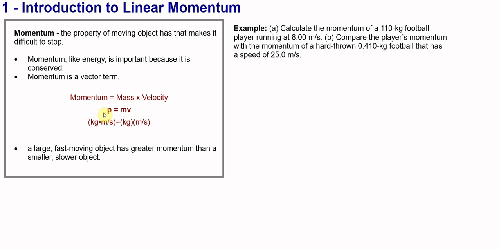The variable for momentum is the letter p. That's a lowercase letter p. Don't ask why. I don't even know why. I'm sure there's a logical reason why they picked p for momentum, but obviously they can't pick m, right? Because mass is in there. So p is what momentum is.